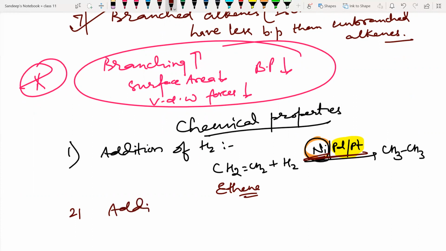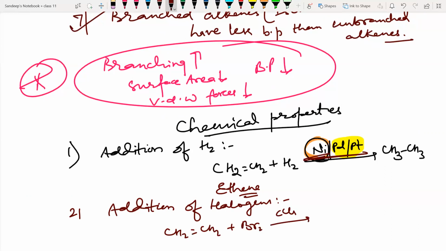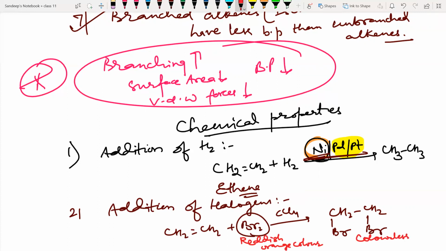Addition of halogens. So ethene reacts with bromine in the presence of CCl4 to form 1,2-dibromoethane. This reaction is the test of unsaturation, because this reaction discharges the color of bromine. So a colorless solution forms. The reddish orange color is discharged, it becomes colorless.